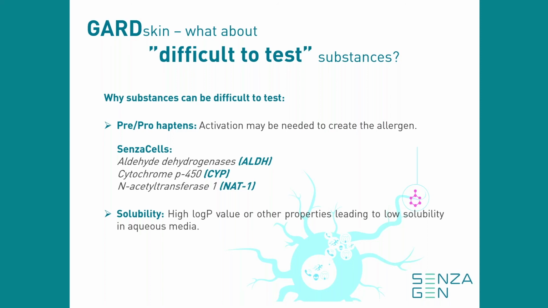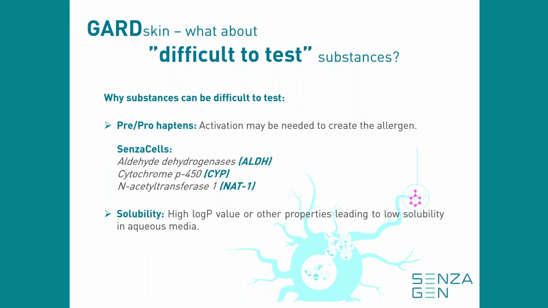So if we look at what genes are actually present in our dendritic cell line, we do have a lot of those metabolizing enzymes that are capable of converting the prohaptens. In general, in theory, there should not be any problem for our assay to assay pre- and prohaptens. And the other thing that we normally say is difficult to test is compounds with a high octanol partition coefficient, or compounds with other properties that will result in very low water solubility in aqueous media.